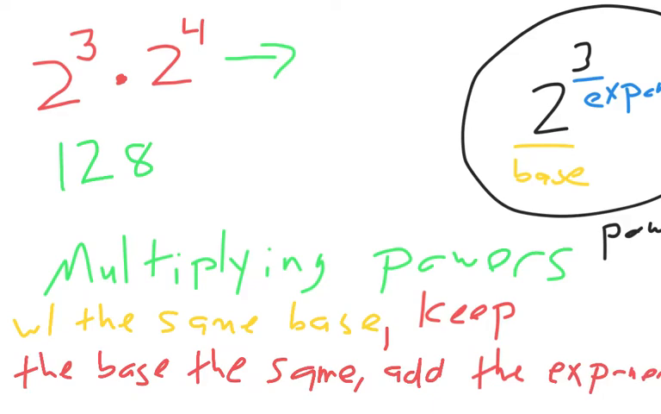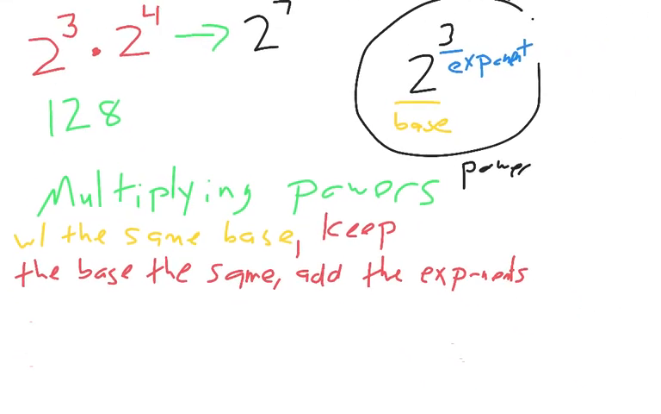So right here, 2 to the third times 2 to the fourth. Multiplying powers with the same base. We keep the base the same, 2. We add the exponents. 3 plus 4 is 7. So 2 to the third times 2 to the fourth is the same thing as 2 to the seventh. Just to verify, put 2 to the 7th in your calculator. It is 128.